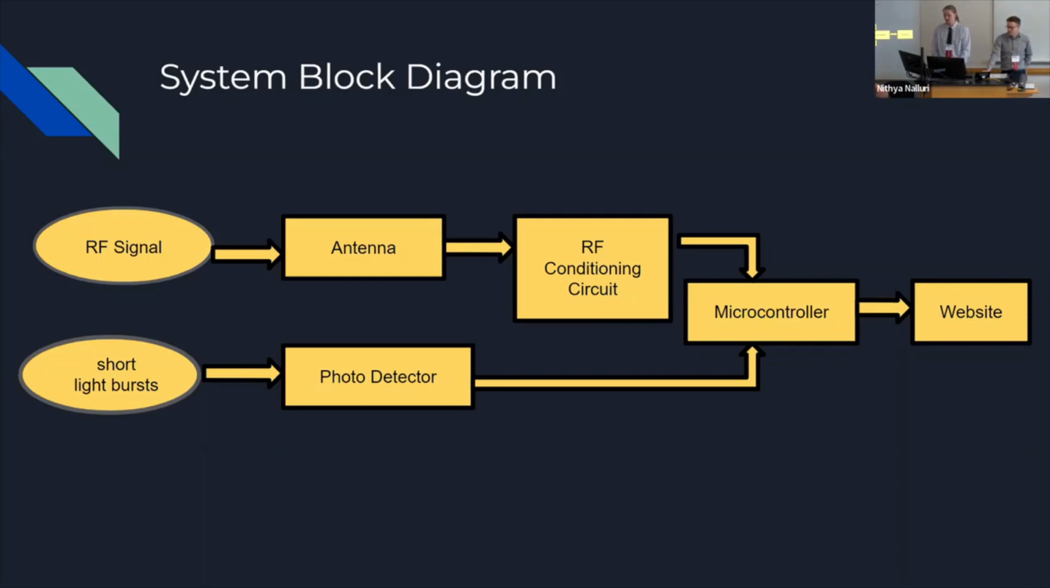And then the other side of the channel will be a light detection system using photodiodes. That will also pass a digital 0 or 1 to the microcontroller, and then that will also transmit the information to our website. And we'll go a little bit more into the details of how the microcontroller handles that set of information.